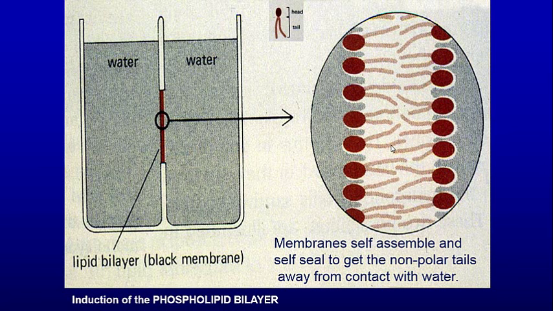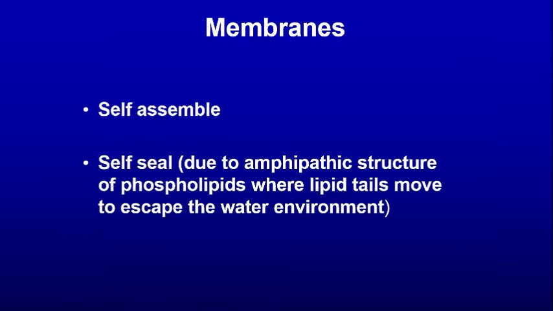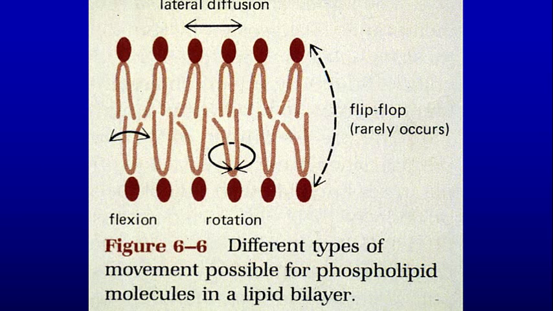Membranes self-assemble and self-seal to get the nonpolar tails away from the water. That's what it's trying to do, and that's why when you rip a membrane, it reseals, for this same reason. So it's self-assemble, self-seal, due to the amphipathic structure of the phospholipid, where the tails try to escape the water environment.